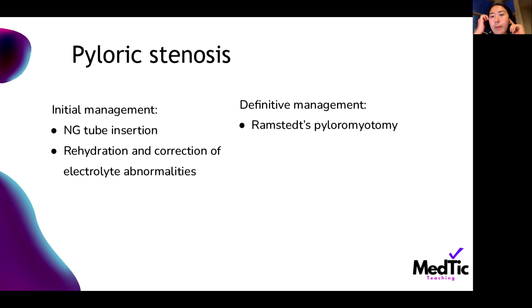Okay. And then in terms of management, initially you can decompress the stomach by putting in an NG tube, and then it's always good to rehydrate and correct electrolyte abnormalities before any surgical procedure, but ultimately they're going to need a surgical procedure to correct this. There's no other way really. So you just try and optimize them for the surgery. The surgery is called Ramstedt's pyloromyotomy, and that basically just opens up the narrow ring. I think that's as much as you'll need to know about that bit of the management.